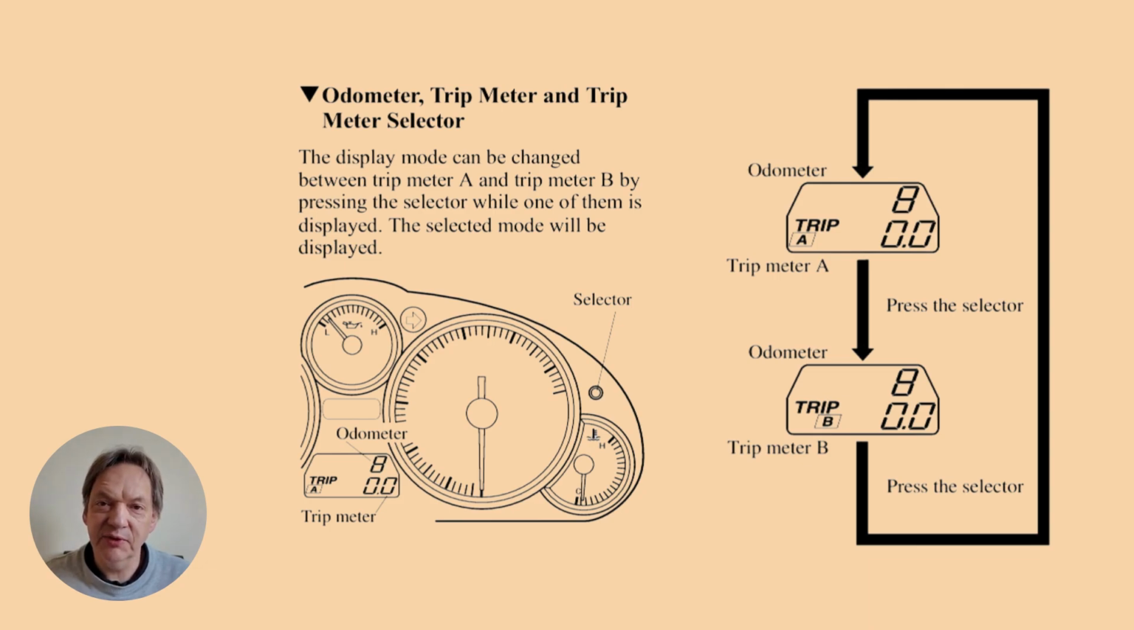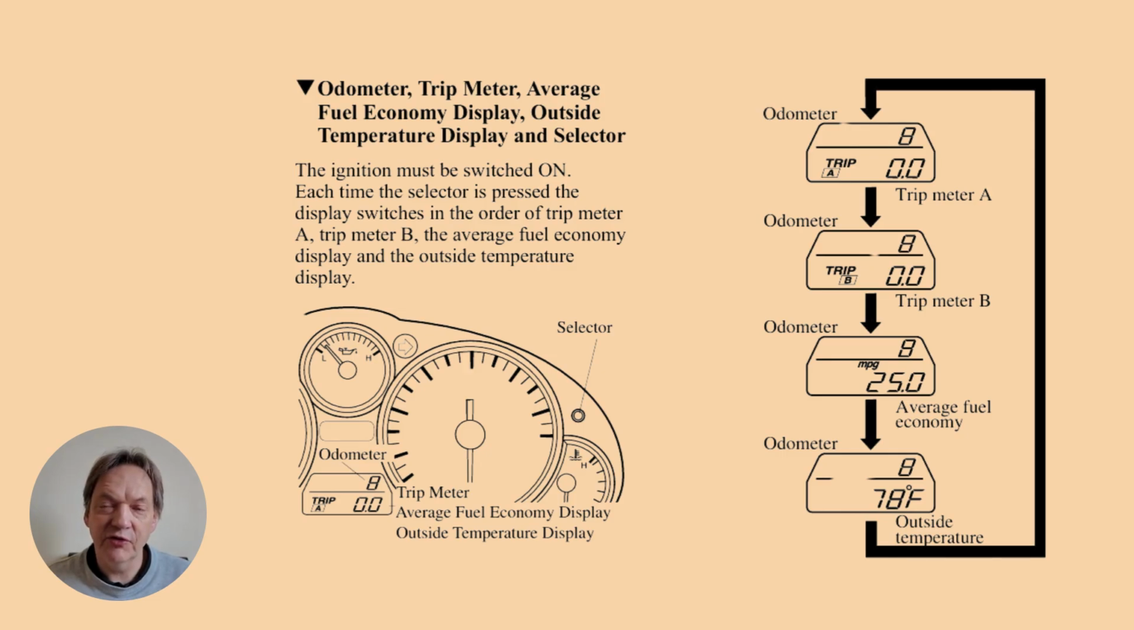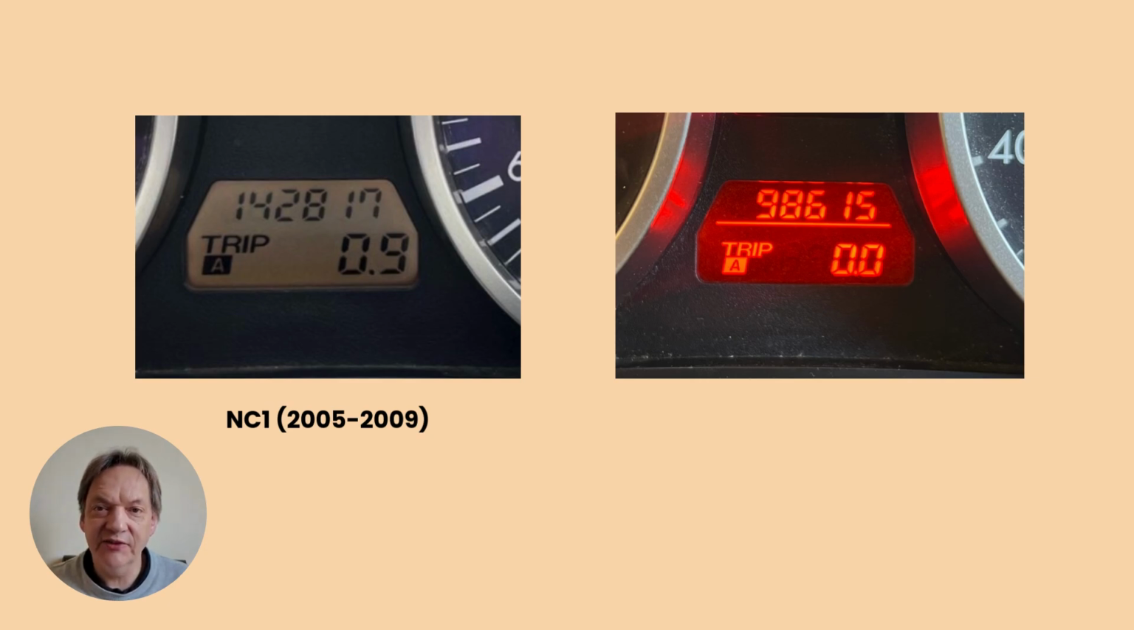The display in the instrument cluster shows the odometer and a trip meter. You have the option to alternate between trip A and trip B. After the 2009 facelift, some NC Miatas also have the option to show the fuel economy and outside temperature. The challenge is to unlock those additional display options. The display in the NC1 before the facelift is different and unfortunately not designed to show the additional information for fuel economy and outside temperature.